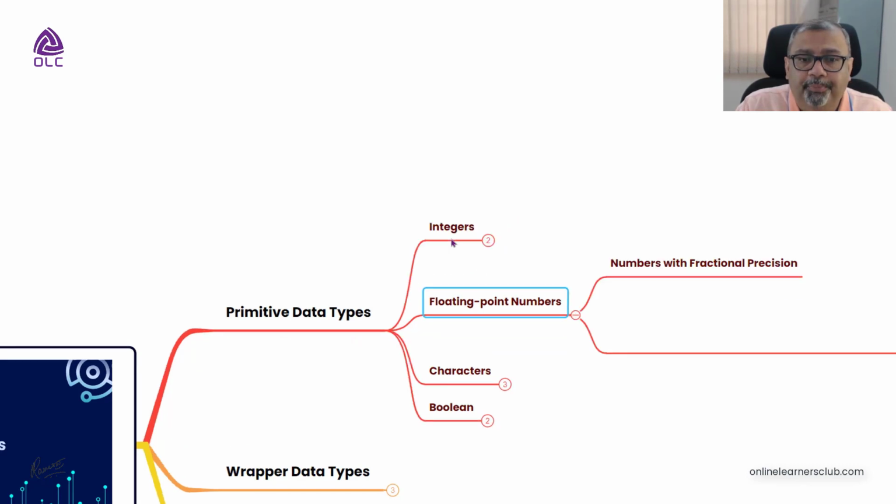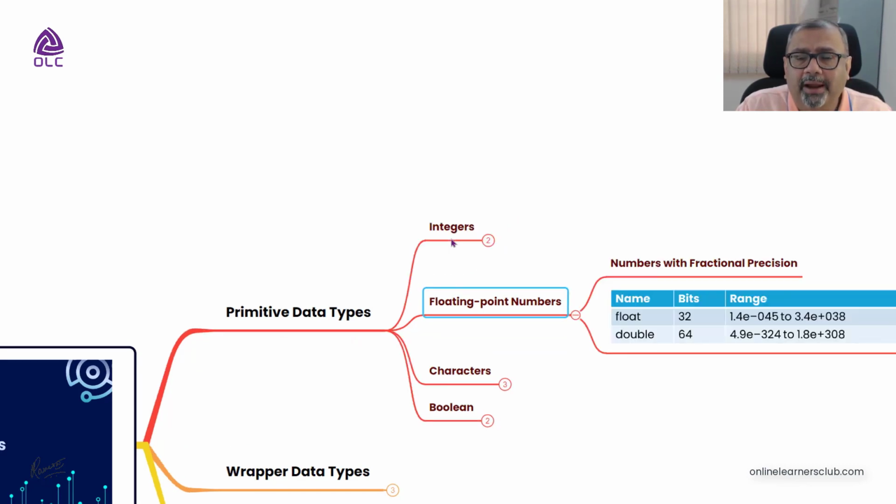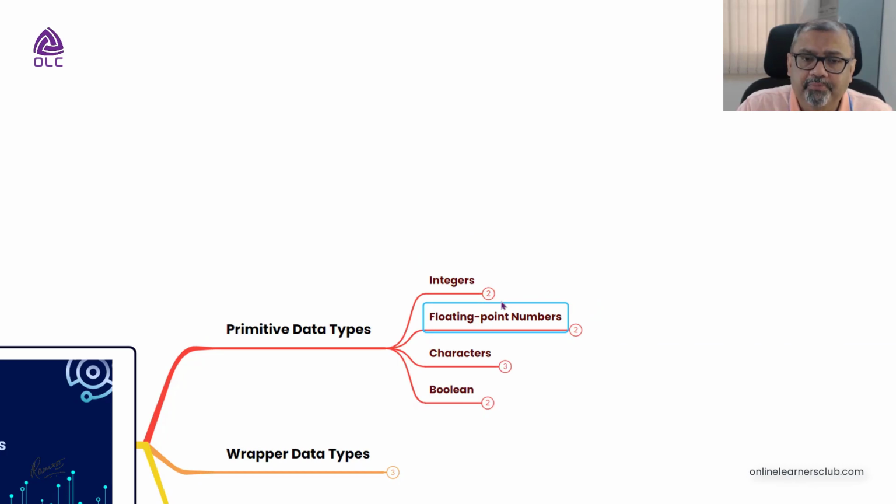The second type of primitive data we use generally in programming is floating point numbers, which is nothing but numbers with fractional precision. And there are two types that would come into picture. Float, which represents a 32-bit real number with fraction, and we have a 64-bit number which is double. So these are the two types of floating point numbers we use in programming.